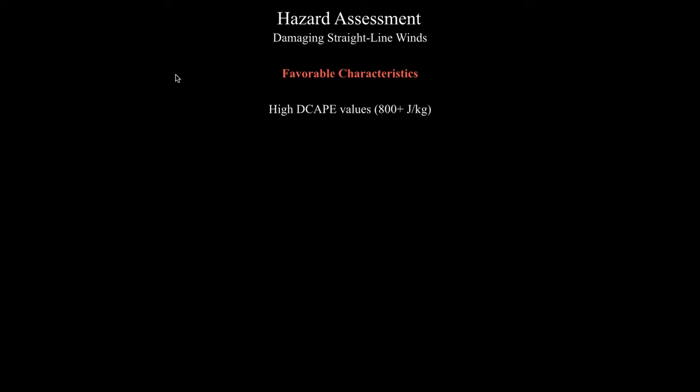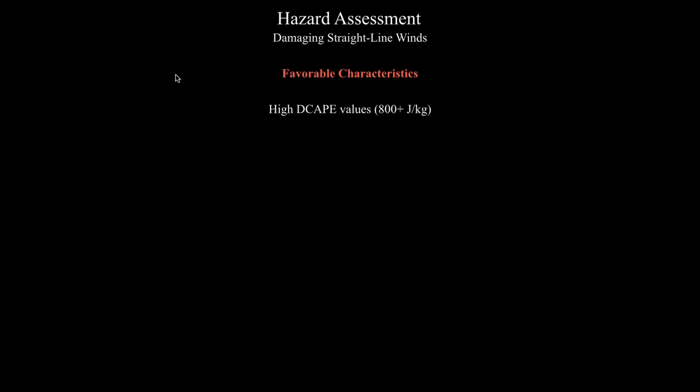events. There's a parameter called Downdraft CAPE, which is often abbreviated as DCAPE. Regular CAPE is an estimate of how much energy an updraft will have. Downdraft CAPE is an estimate of how much energy the downdraft in the thunderstorm will have. Ideally, you look for values over 800 joules per kilogram to determine if those downdrafts are going to have enough energy to produce damaging straight line wind gusts.